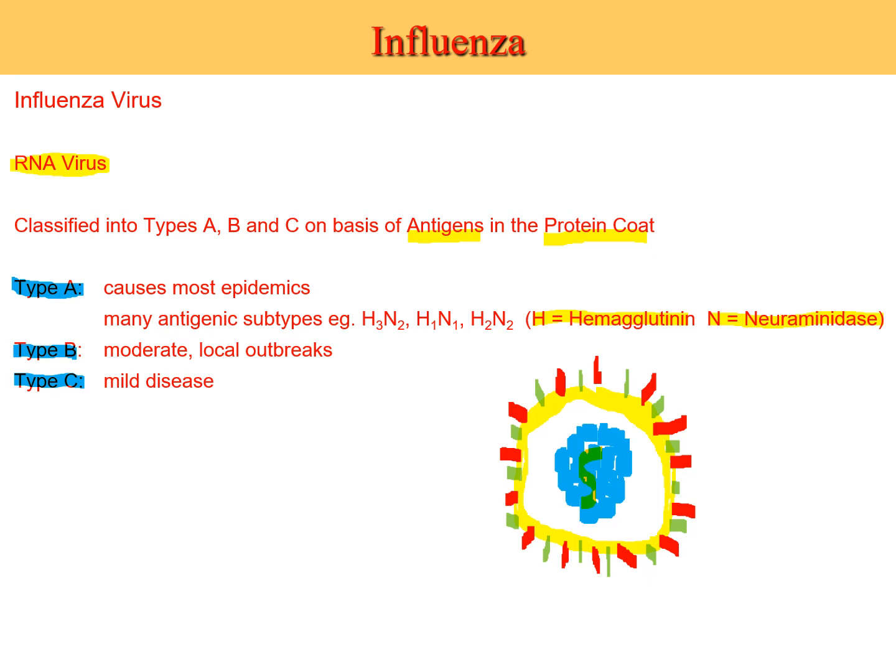There are different subtypes, determined typically using antibodies. You can have all kinds: H3N2, H1N1, H2N2, depending on which type they have. You've probably heard about this kind of typing of the type A viruses. Whenever you hear this type of nomenclature, these are the substrains of type A influenza virus.